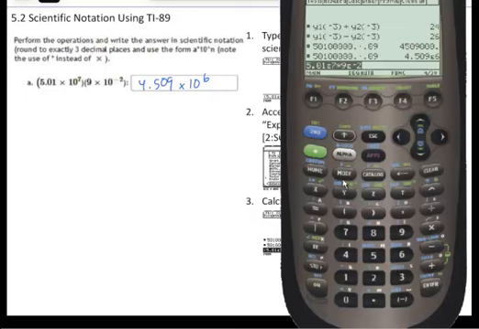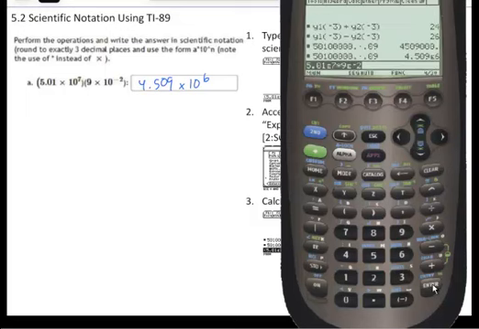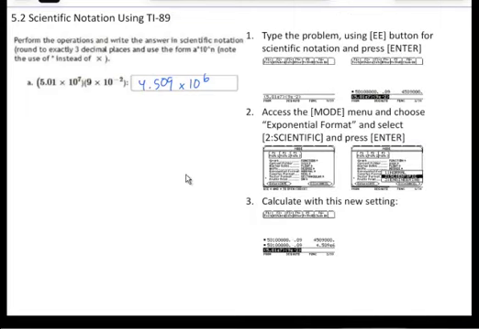Now, it's rare to want to keep it in that scientific notation, so I'm going to go back and change that back. So again, go into the mode button, go down here to exponential format, and now I want to change it back to normal. Okay, and so here it will only give you scientific notation if it needs to in order to display the digits. All right, so that's the second part here.